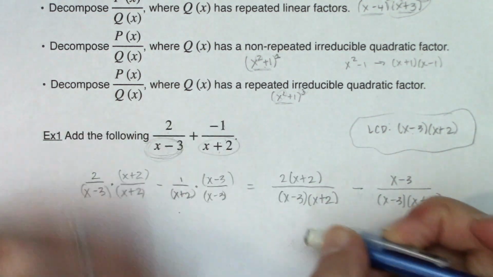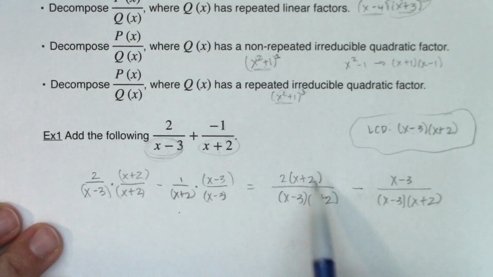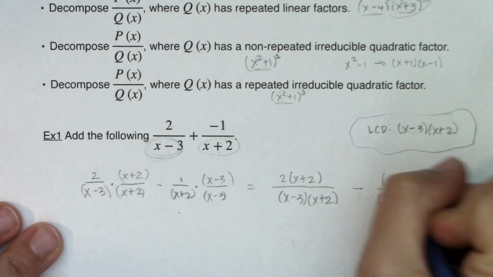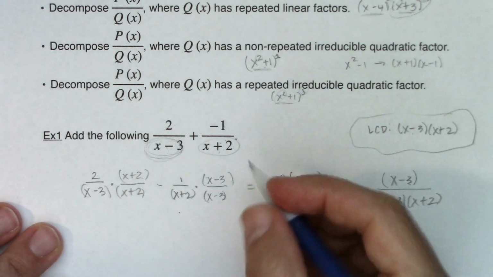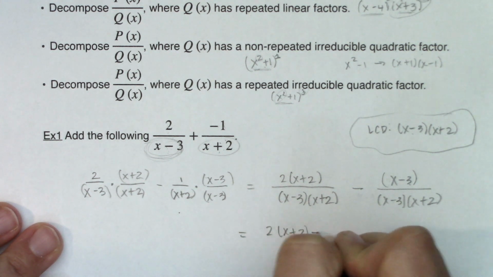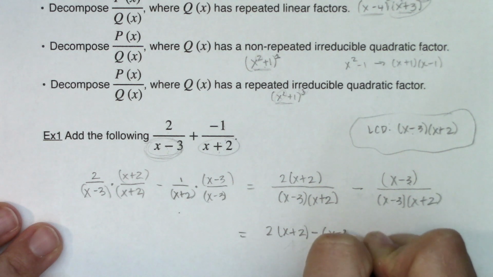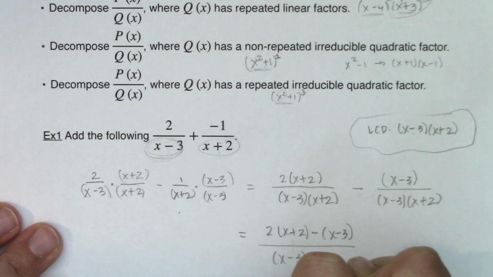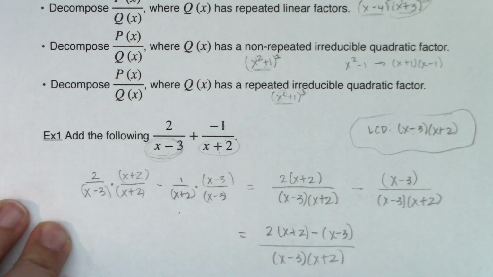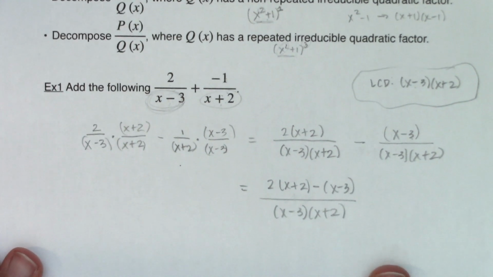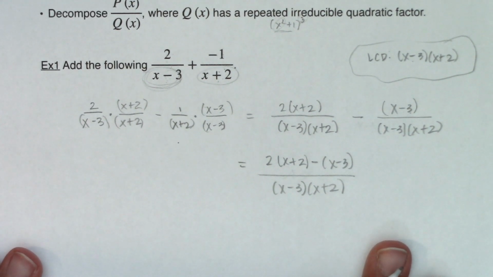Now that I have common denominators, I'm going to subtract these numerators. You keep the denominator and subtract the numerator, but be careful: this numerator is a binomial, so there's a set of parentheses protecting it. So I'm going to have 2 times x plus 2, minus an x minus 3, all over x minus 3 times x plus 2. Then I'm going to start simplifying my numerator. As you can see, I'm running out of space, so I'm going to scooch this up a little so that we can all see the rest of my work.